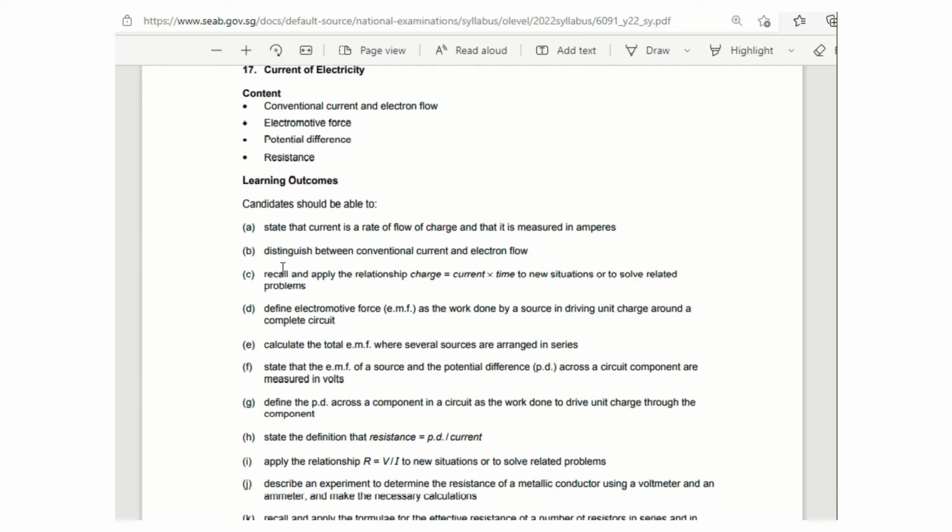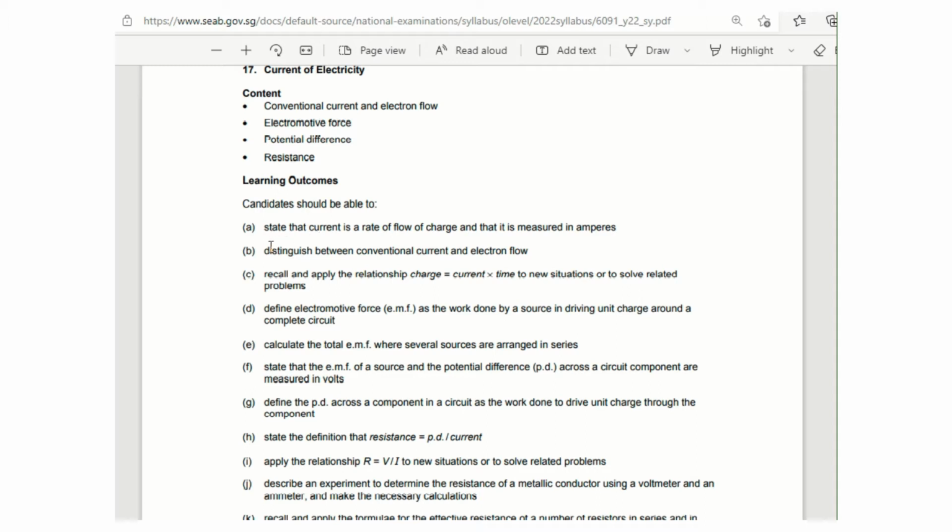First, in part A, you need to know the definition that current is the rate of flow of charge, and also that the unit for current is amperes. So current is the rate of flow of charge. This is a definition. I've included this definition in the list of definitions that you need to know. I will share the list in the description below.